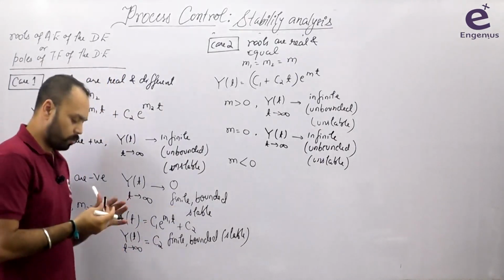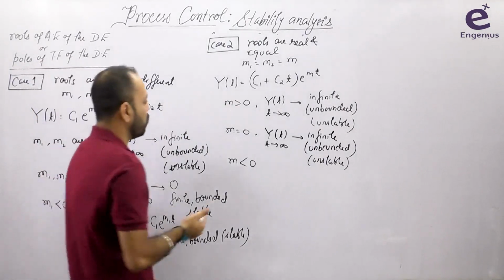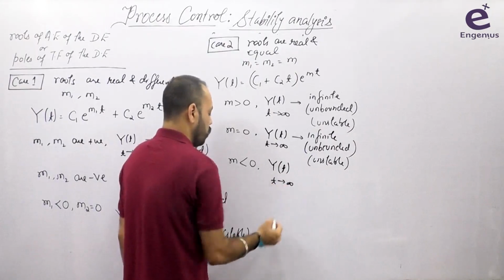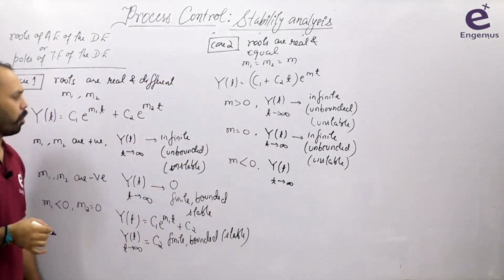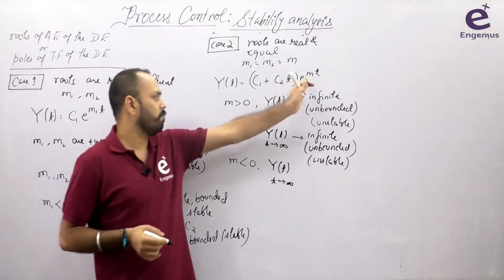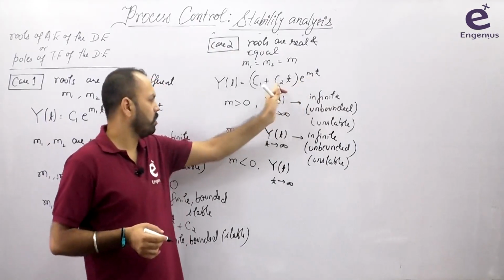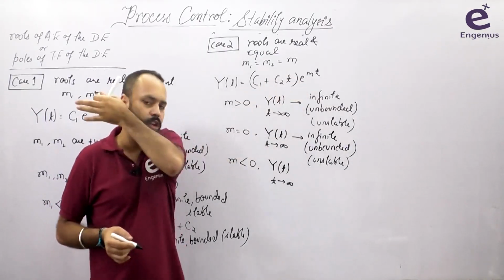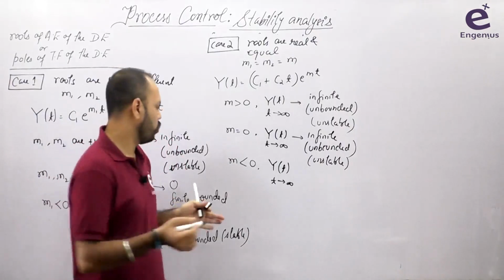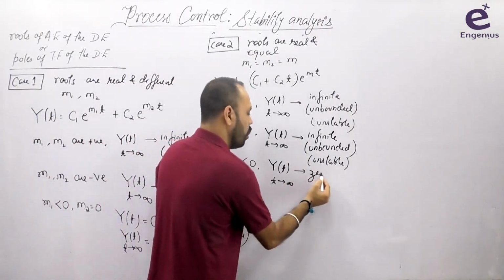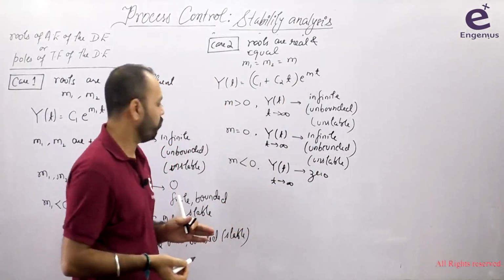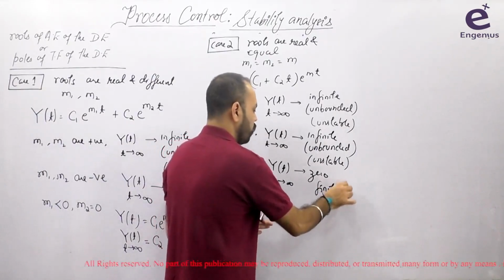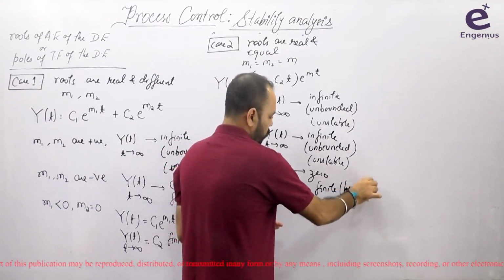Fine. So if m is less than 0, then what is y(t) as t tends to infinity? Now, it's not a very complex limit problem. As t tends to infinity, this term approaches 0. However, this term increases in magnitude. But you know, this is a linear term and this is an exponential term. So the exponential dominates, and therefore, ultimately, this thing approaches 0. And this can also be solved mathematically by using various rules of solving limits. You can check if you want. So 0 is finite, and finite means bounded, and bounded means stable.